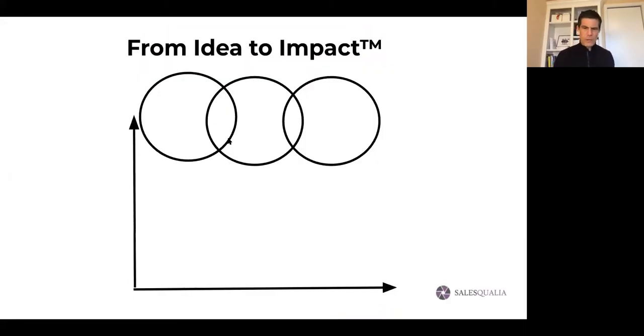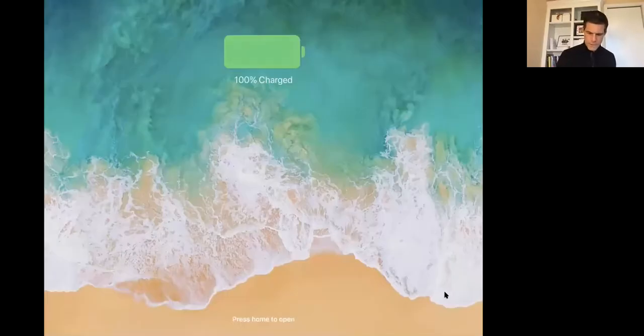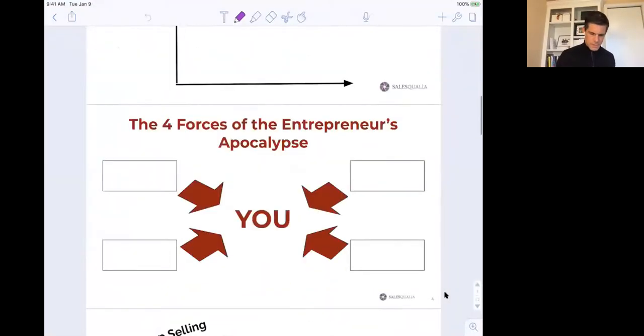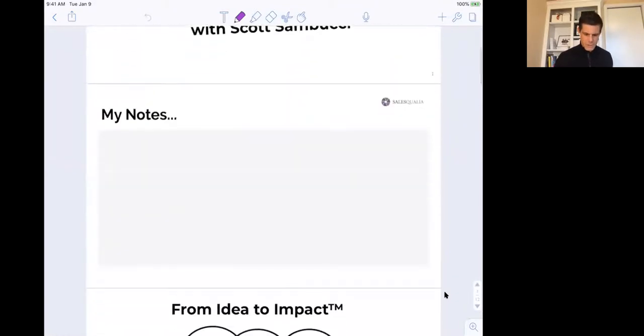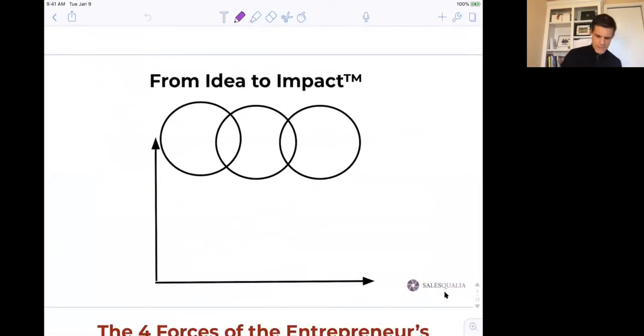So if you go over to your workbooks, and I'm going to switch my screen down to my iPad while you're doing that. Give me just a second. If you go down to the workbook that I printed out, you'll see a model there that's called Idea to Impact. Here it is. It's the third page. This is page 1 of your workbook. Page 2 is a notes page. Page 3 is Idea to Impact.